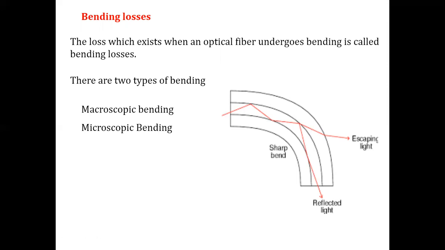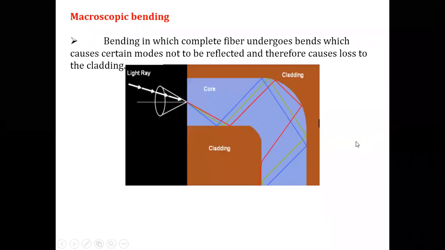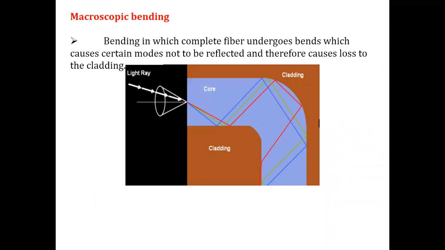So this bending losses is divided into two types. One is micro bending and another one is macro bending. Now let us see what do you mean by macro bending. So this is macroscopic bending. So it occurs when the radius of the curvature is large compared with the fiber diameter. Example, when a fiber cable turns at the corner, right? So this figure shows the macroscopic bending.